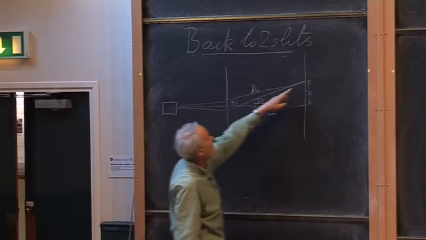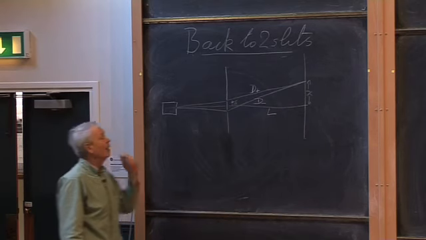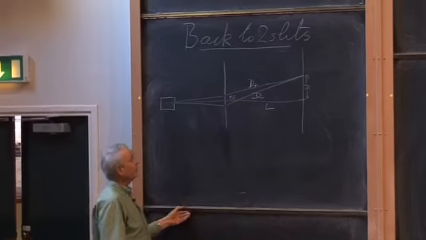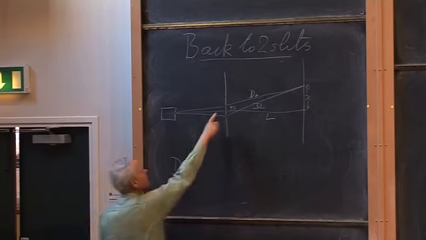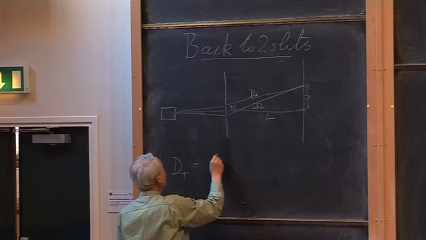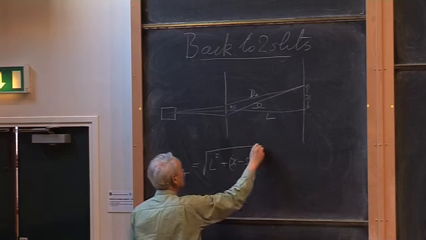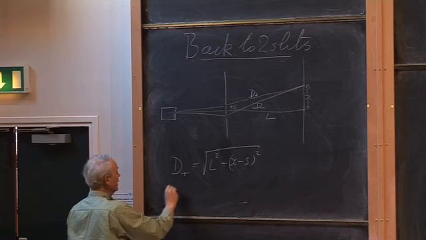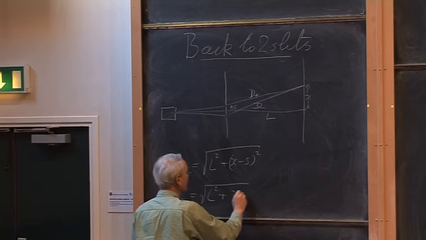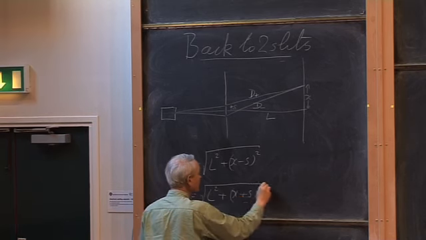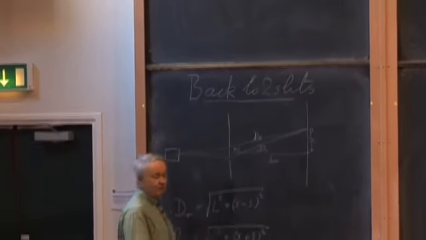So let d plus be the distance from the upper slit to this place, and d minus the distance to the lower slit. Then we can write a formula that d plus by Pythagoras' theorem is going to be the square root of L squared plus (x minus s) squared, and correspondingly d minus is going to be the square root of L squared plus (x plus s) squared. And we make the reasonable conjecture.